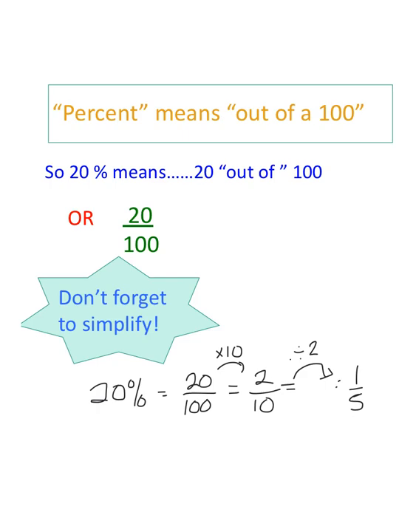Now remember, with fractions, whatever you do, multiply or divide the numerator by, you must also do the same to the denominator. And you can see that we could have done that in one step. We could have actually just divided straight by 20.